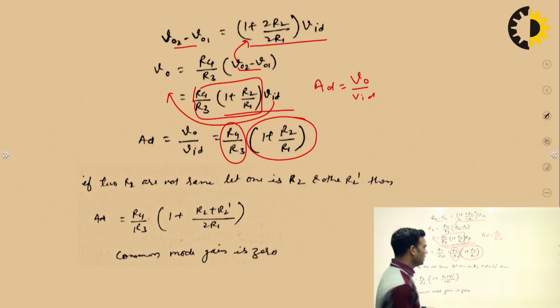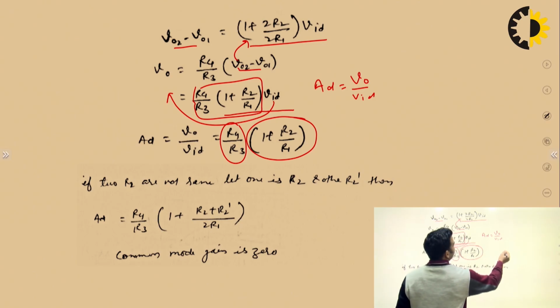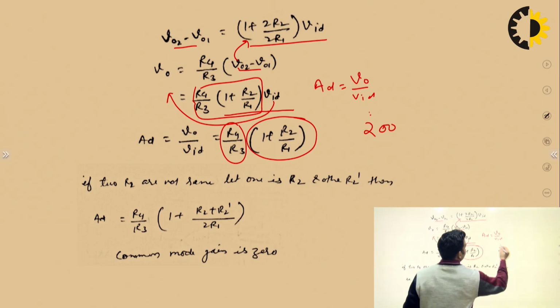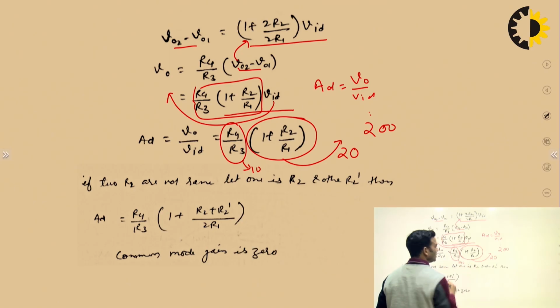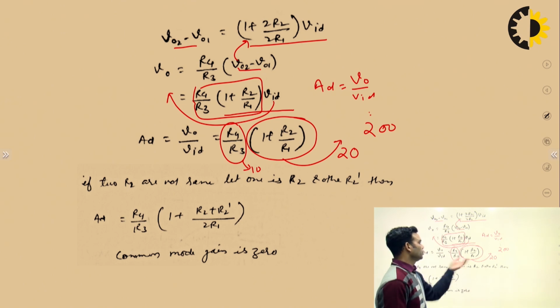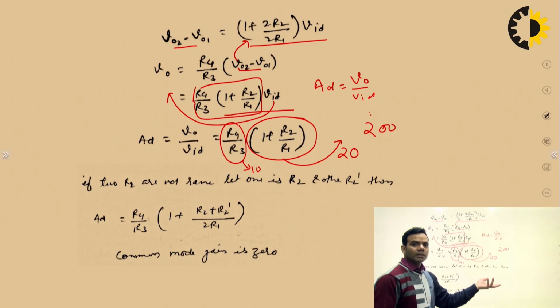For example, if you want to achieve 200 gain, then this factor should be selected as, like, 20, and again it should provide 10. So 10 into 20 will be 200. If you want 400, 20 into 20. If you want 500, 25 and 20, whatever you want. So this circuit can provide more output, or I can say this circuit is providing more gain.